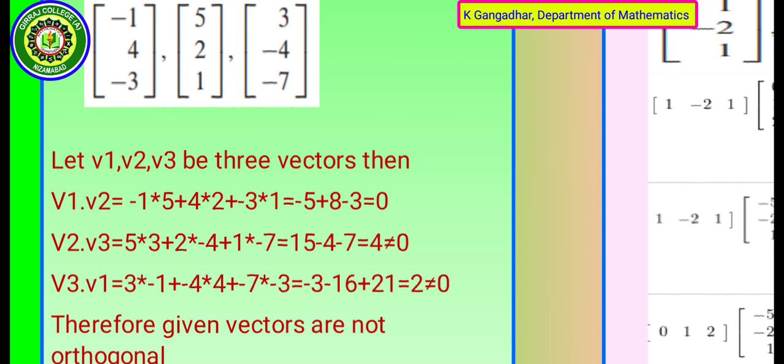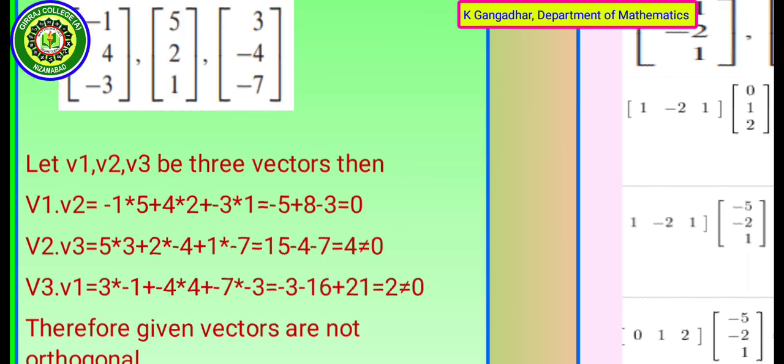Next, v3 dot v1 equals v3 transpose into v1: 3 into minus 1 plus minus 4 into 4 plus minus 7 into minus 3, equals minus 3 minus 16 plus 21 equals 2, not equal to 0. So v2 dot v3 is not 0 and v3 dot v1 is also not 0, meaning the given set is not an orthogonal set. Next problem.